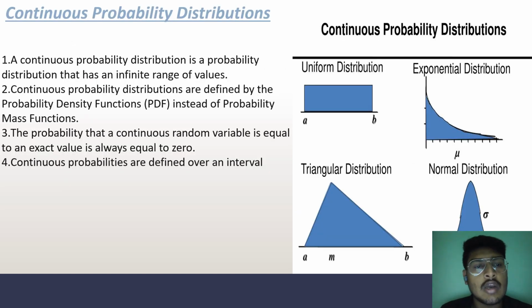And the next is continuous probability distribution. A continuous probability distribution is a probability distribution that has an infinite range of values. Continuous probability distributions are defined by the probability density function (PDF), instead of a probability mass function. The probability that a continuous random variable is equal to an exact value is always equal to 0. Continuous probabilities are defined over an interval.